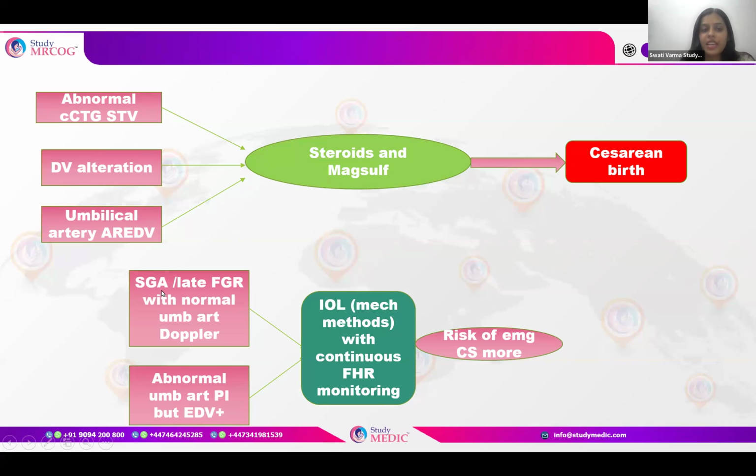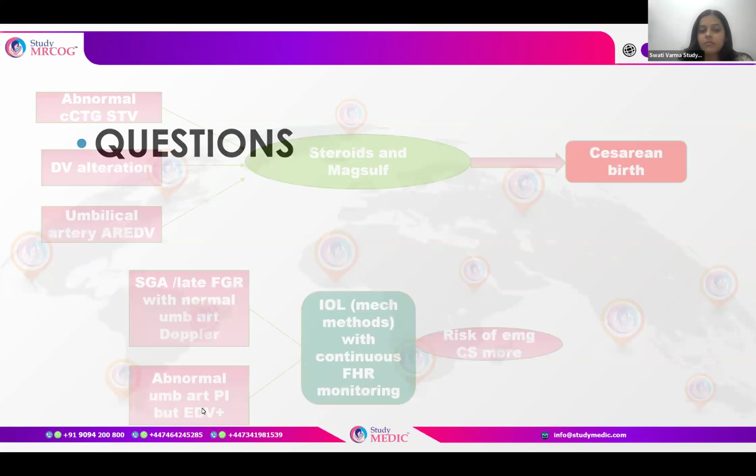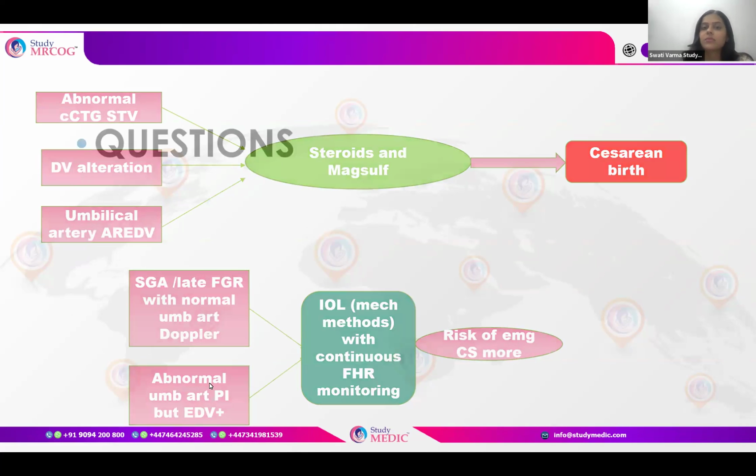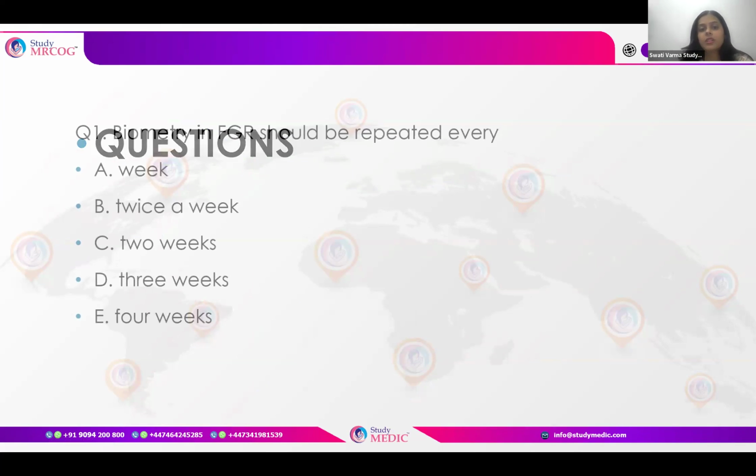Whereas if any SGA or late FGR is there with normal umbilical artery Doppler, or there is abnormal umbilical artery PI, but end diastolic flow is present, not absent or reversed, then you can induce labor, preferably with mechanical methods, with continuous FHR monitoring. However, risk of emergency CS is more in these cases, but still you can offer induction if umbilical artery Doppler is normal. Normal or only PI is abnormal and diastolic flow is present. So hope the guideline was clear.